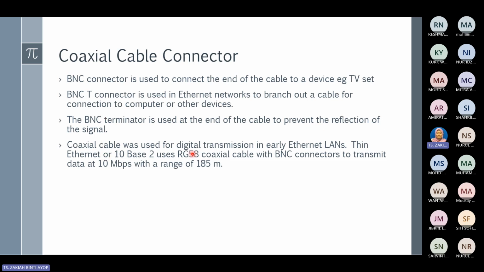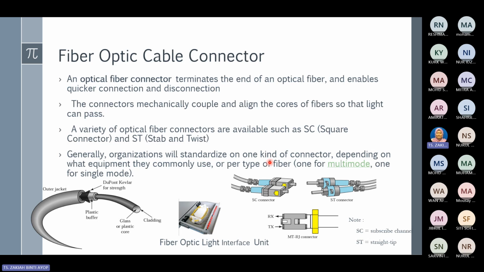The coaxial cable was used for digital transmission in early Ethernet LANs, such as Thin Ethernet or 10Base2, where it uses RG58 coaxial cable with BNC connectors to transmit data at 10 megabits per second with a range of 185 meters. So the range must be within 185, and if it's longer than that, the attenuation will be much higher.